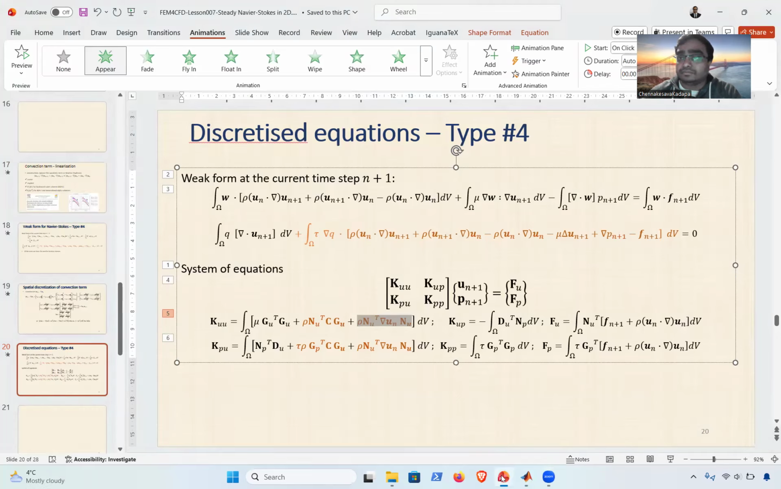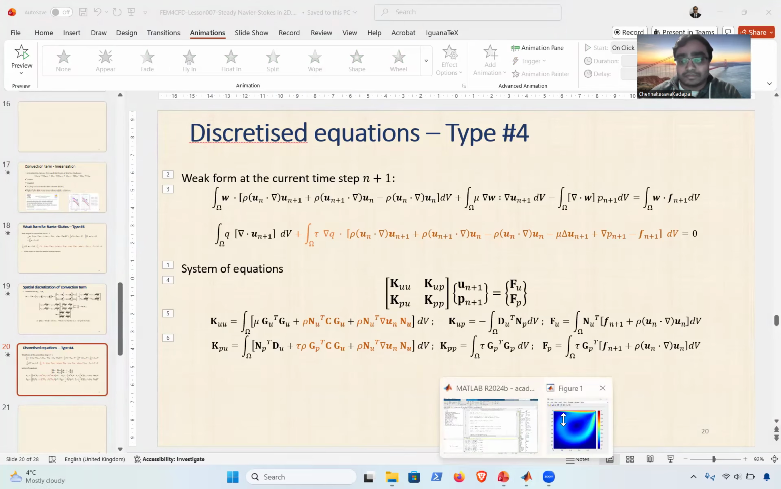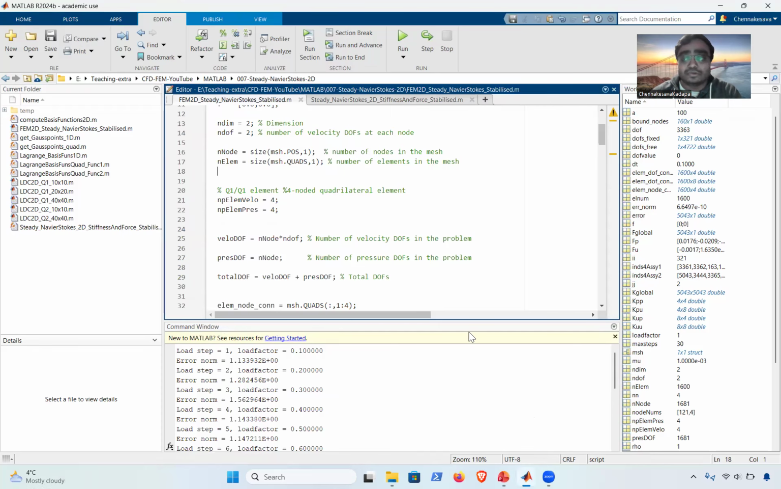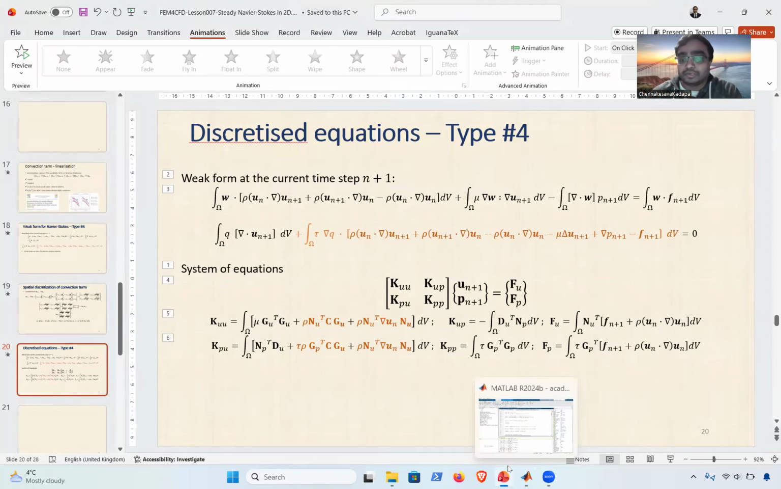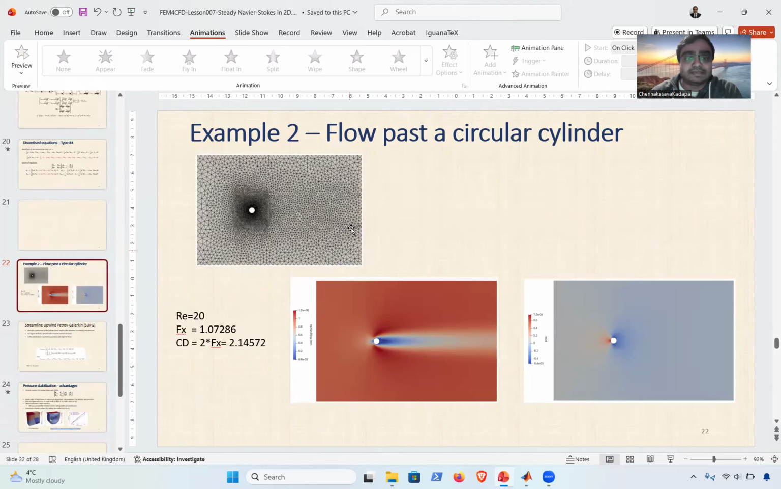You can look at my code, I will share this. You can also go through the slides, understand the method, and once you understand it, you can set up and solve other problems like flow past a cylinder or flow past an aerofoil. Take a NACA 0012 or any other aerofoil, get the mesh, set it up in Gmsh, and solve it for a Reynolds number of 10,000. You can easily solve it with this method, at least 1000, without any issues.